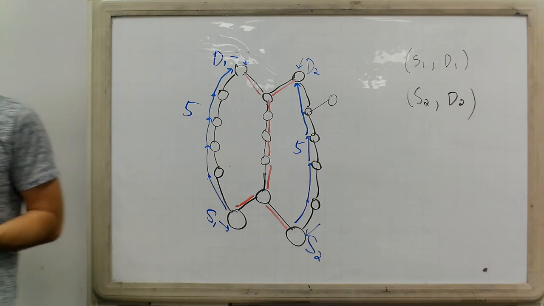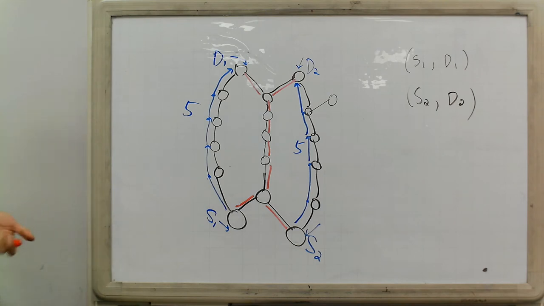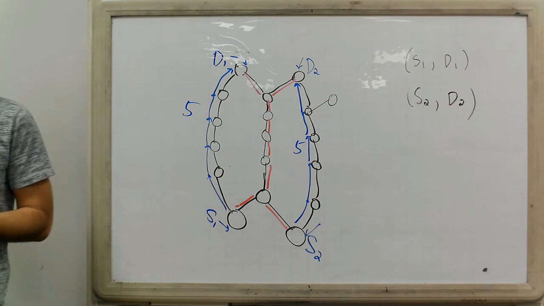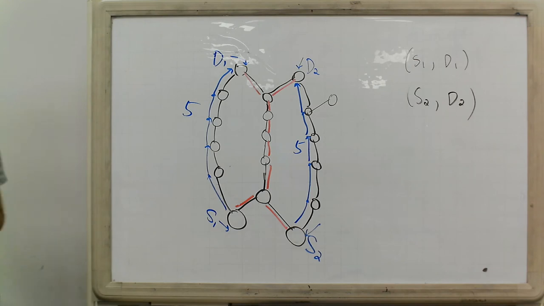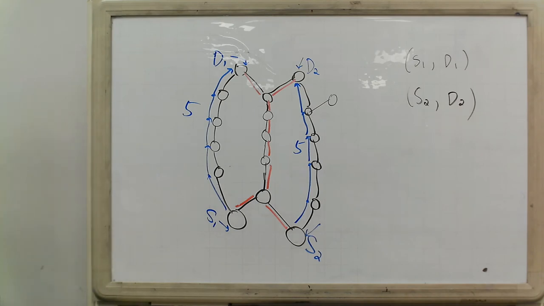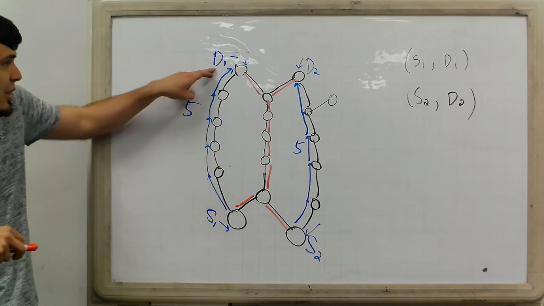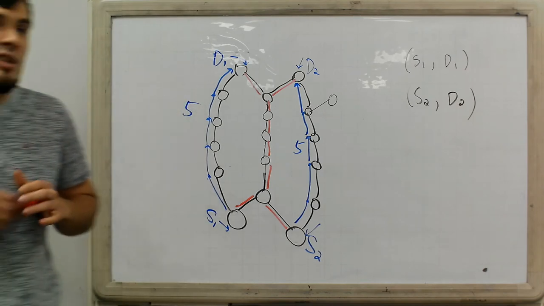Here's another idea, and again, there's no reason why you would expect this idea to work, other than that when all you have is a hammer, everything looks like a nail, right? You're trying too hard to shoehorn this into being some kind of simple application of shortest path. Other than that, there's no reason that you would expect this to work, but let's try it. I'm going to take S1 and D1, and I'm going to find the shortest path between S1 and D1.